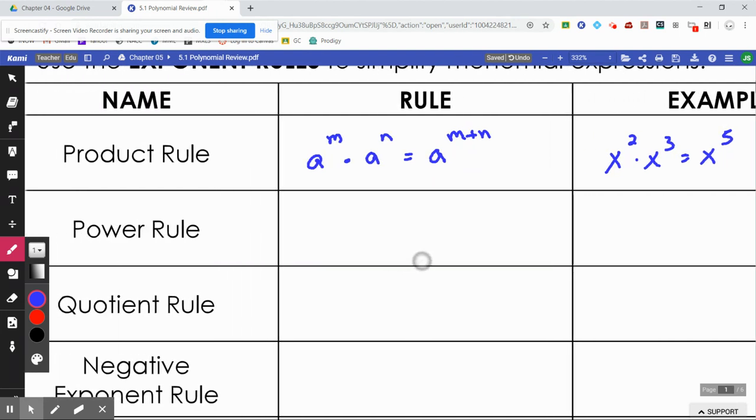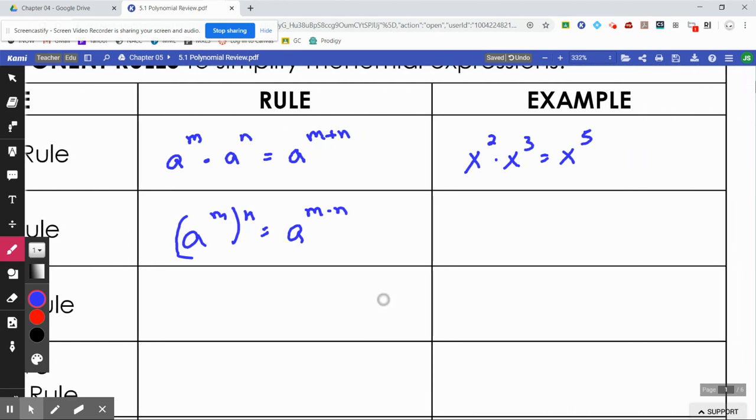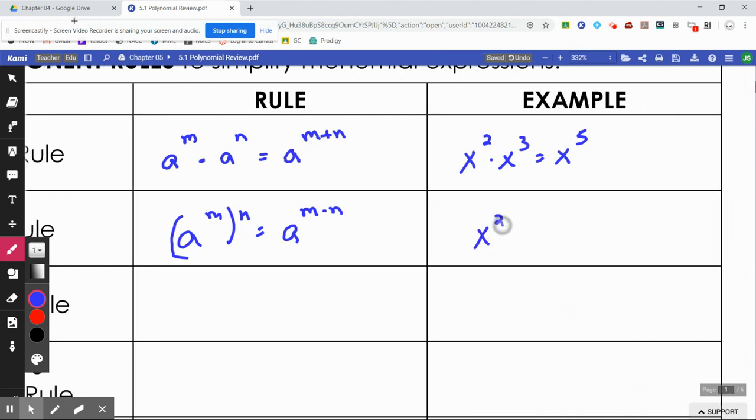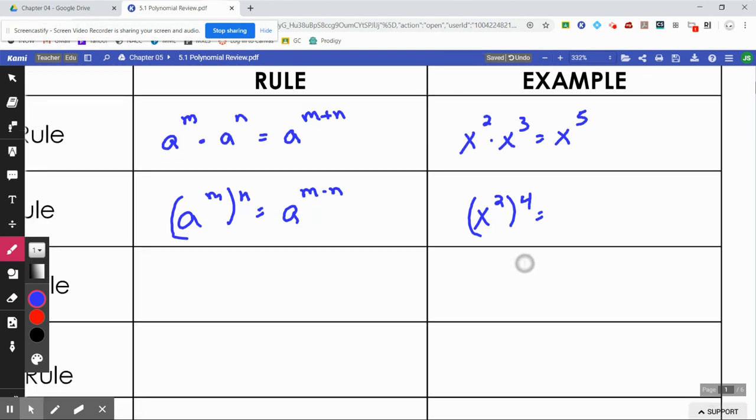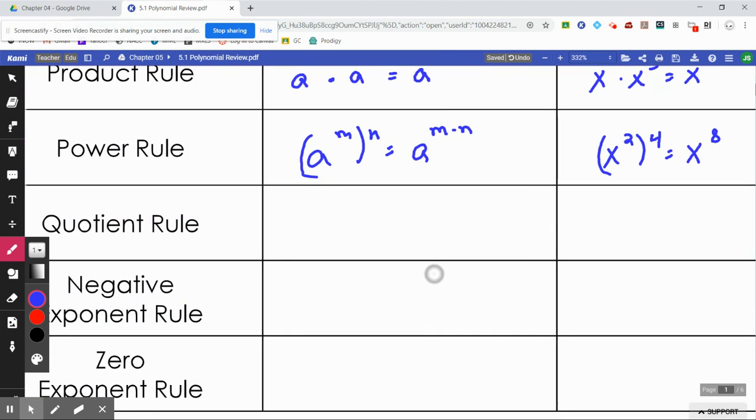Okay. Power rule, that's like a to a power raised to another power. If you have a power raised to a power, to find out how many a's you have, then you will multiply m times n. Example, x squared to the fourth power. That's like x squared, x squared, x squared, x squared. Again, you're adding, in that case, to find out how many total you have. Or you can just say, if I have 4 2's, then I have 8 of them. You're going to multiply those powers together.